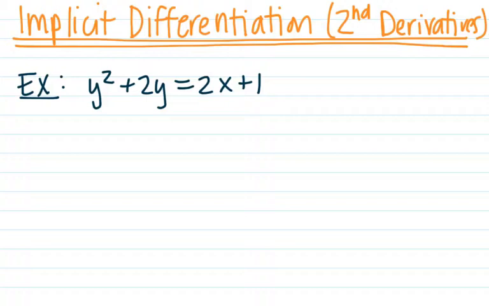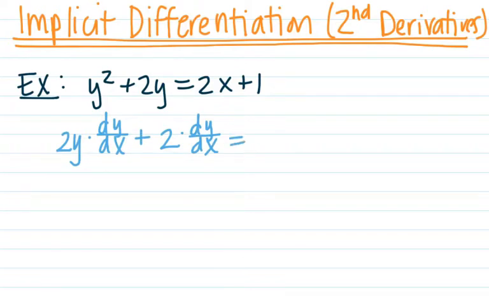So let's take the first derivative. Remembering y is our function since we're finding the derivative of y with respect to x, we do the chain rule right here. So 2y times dy over dx, plus 2 times, again, the derivative of y with respect to x, equals the derivative of 2x, which is simply 2, and 1 would have a derivative of 0.